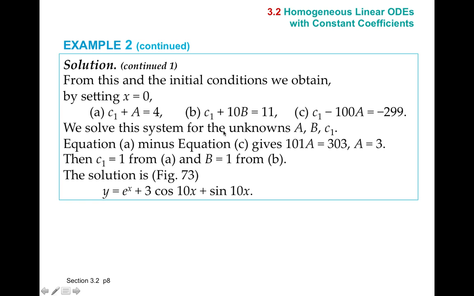So now we have three equations and three unknowns, and we can solve for a, b, and c1, giving us a equal 3, c1 equal 1, and b equals 1. So if we substitute that into the equation for y, then this gives us our particular solution.